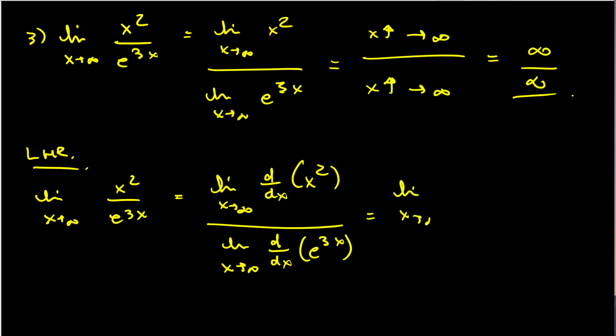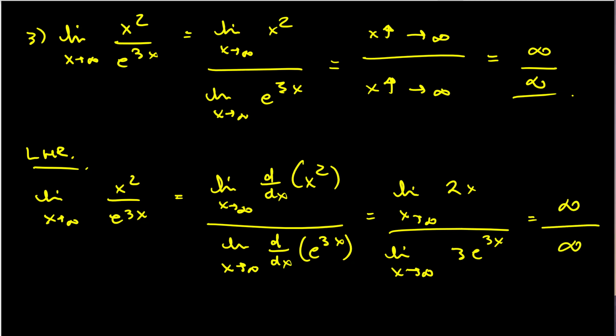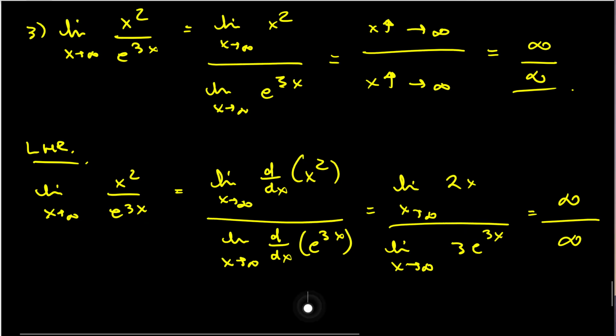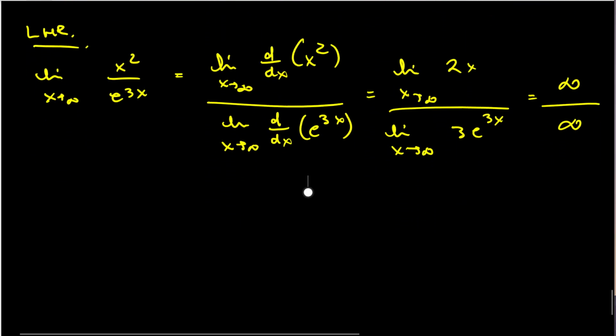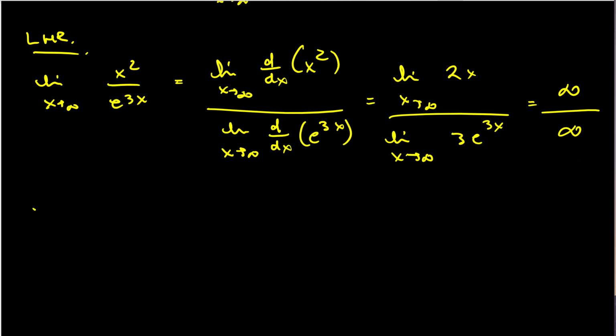Well, this is limit as x tends to infinity. D dx of x squared is 2x, and limit as x tends to infinity, the derivative of e to the 3x is just 3e to the 3x. But once again, as x tends to infinity on the top, that becomes infinity, and on the bottom, that becomes infinity. So that didn't help us, but what we'll do is we'll employ L'Hopital's rule again.